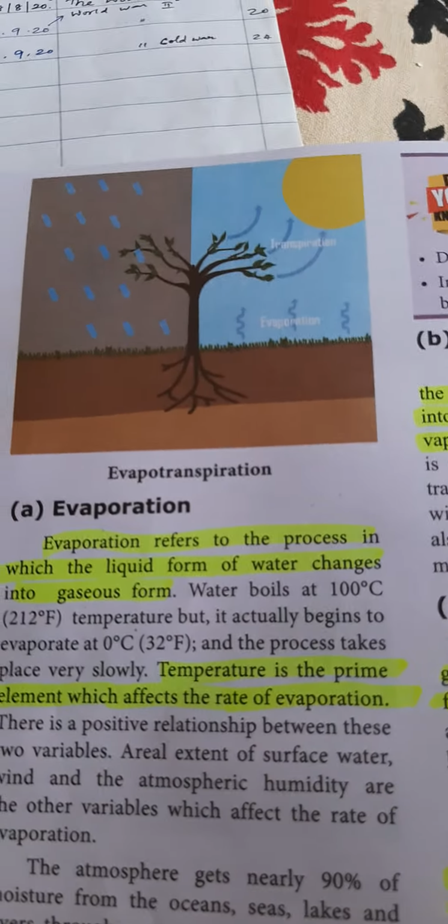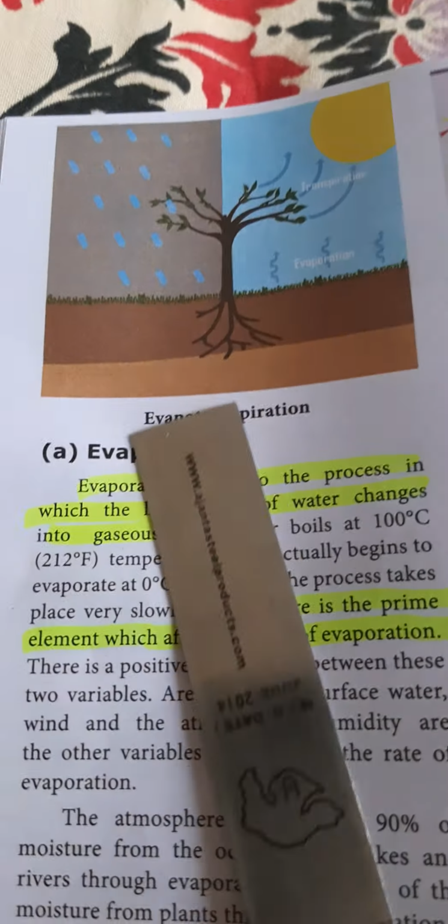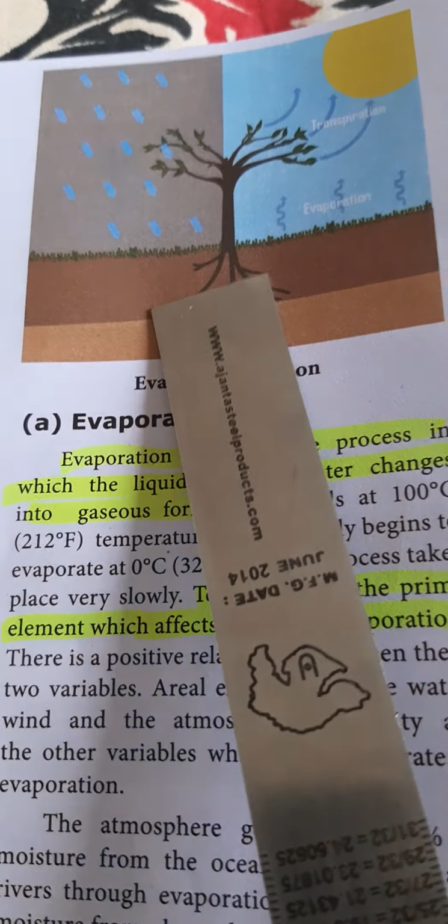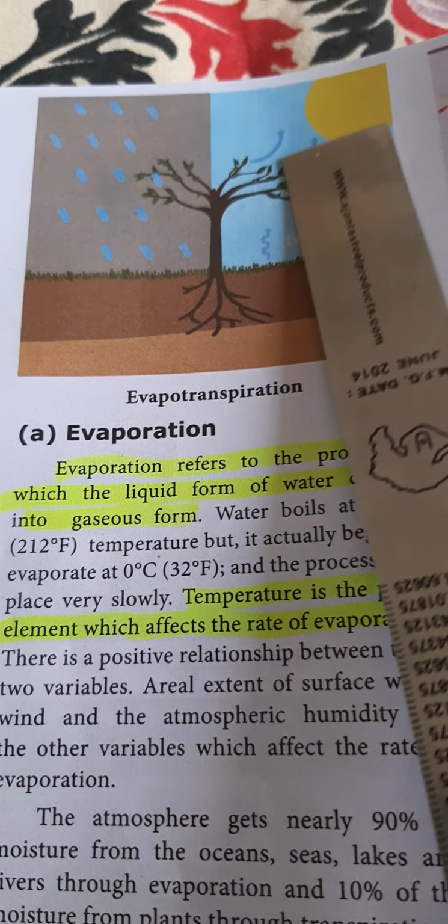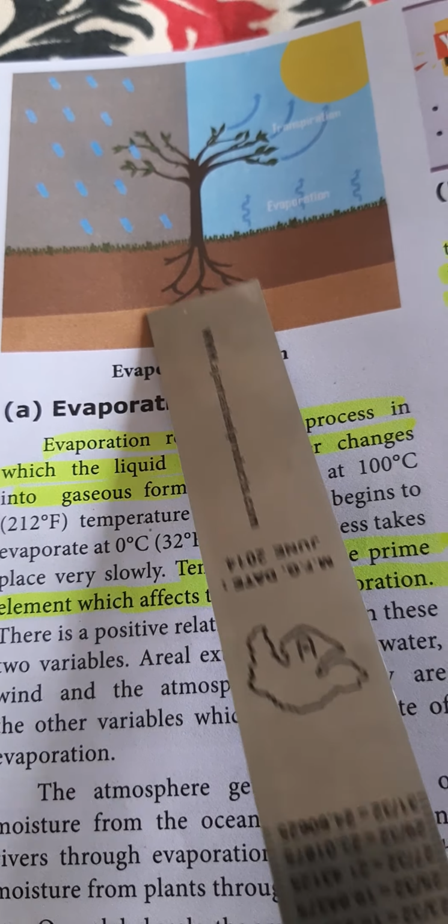Evaporation. See this picture? From the plants also, water evaporates because of the sun's heat. Plants absorb water from the soil, and from the leaves it evaporates.